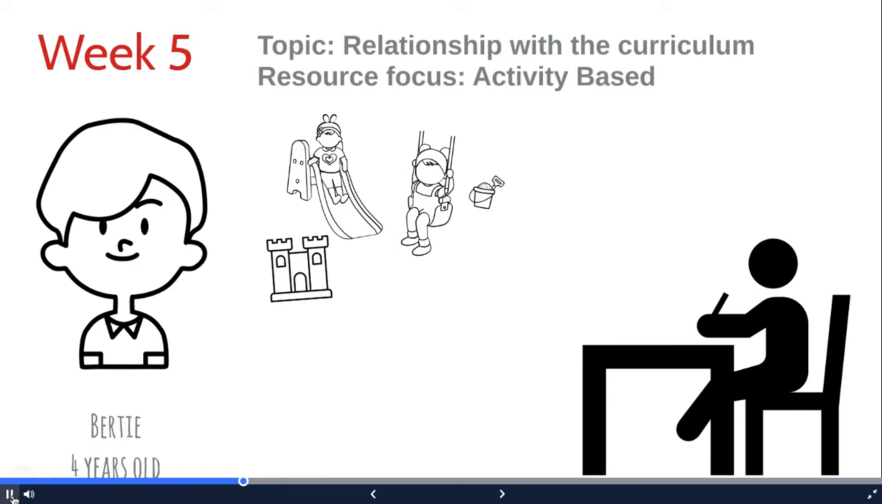So you're thinking about Bertie in the context of the week 5 topic, relationship with the curriculum. And you'll know that there's a broad focus for the curriculum. And perhaps in this case, Bertie is not addressing that broad focus. When you choose a resource for week 5 for this scenario, make sure it is an activity-based resource. We know that Bertie is pretty good at sitting down at tables and doing activities with pens and paper, but we're needing to choose something that's going to support him to extend those behaviours.